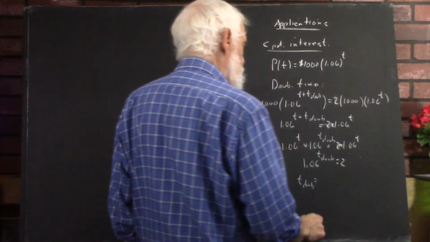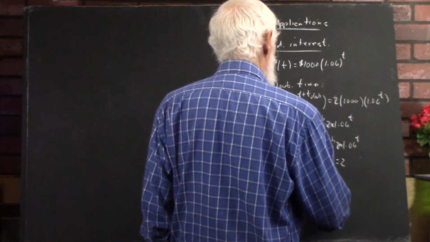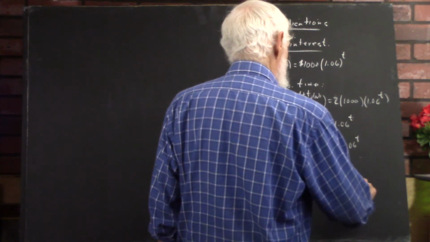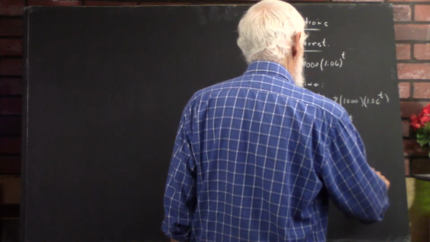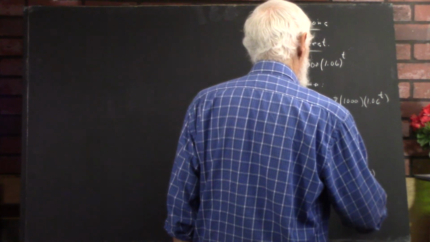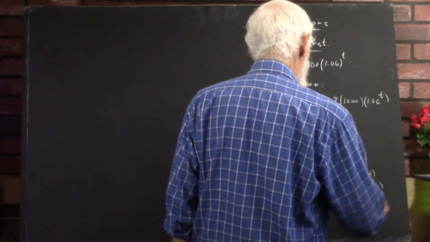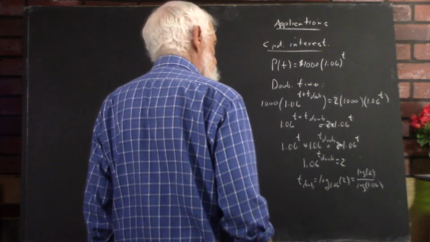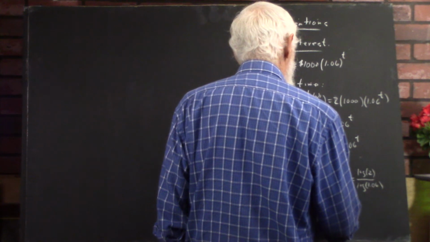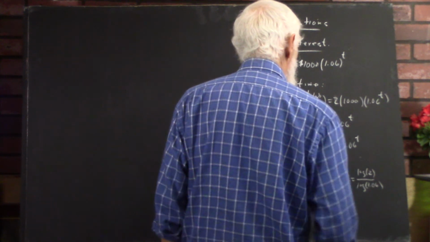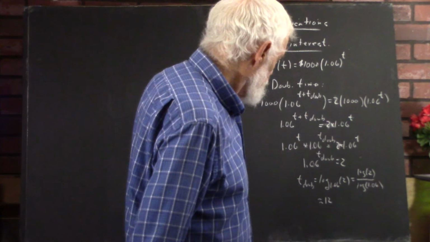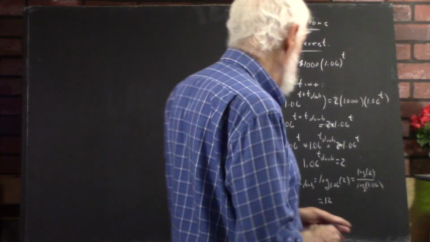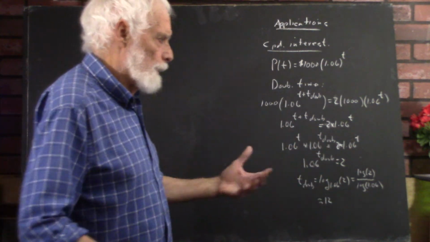So t dub equals, now if we formally do this, it's log base 1.06 of 2, but that's log of 2 over the log of 1.06, okay? And that's actually going to be kind of close to 12. There's this rule of 72 that I think you're going to see in your text, and it's handy if you're thinking through what you could expect from an investment.